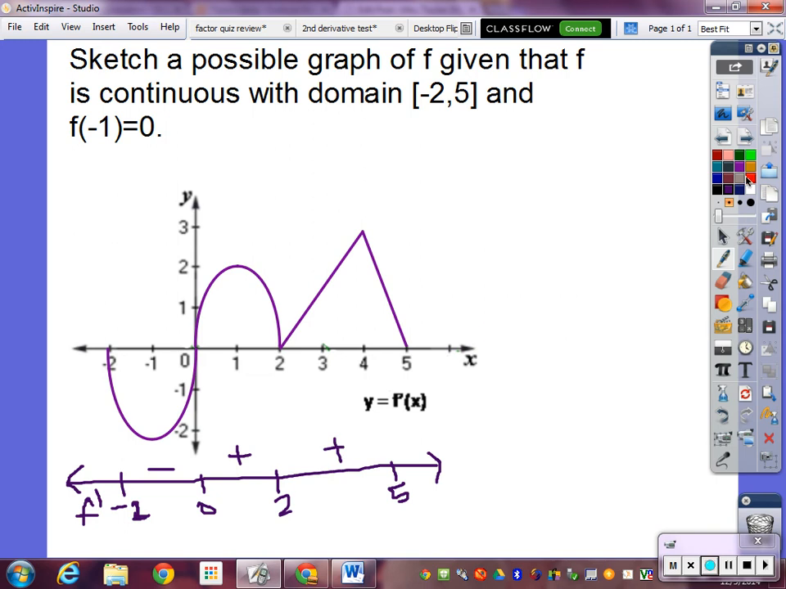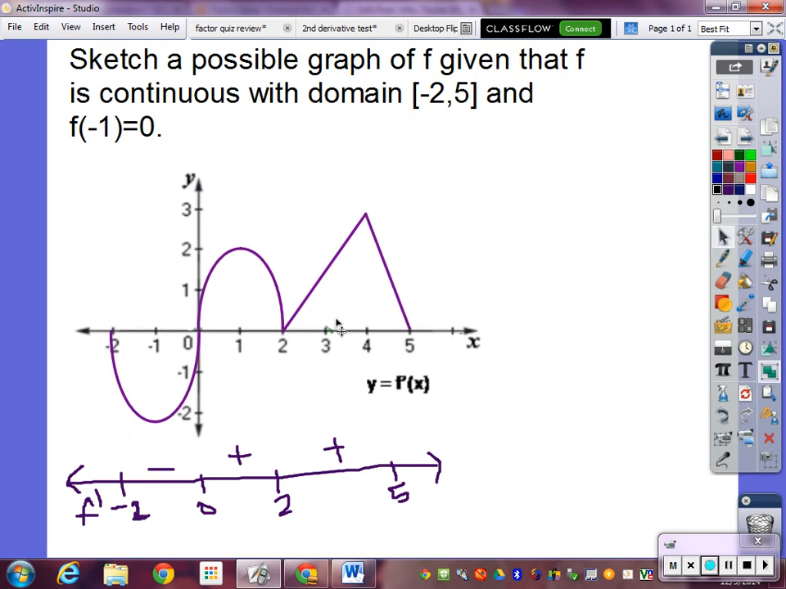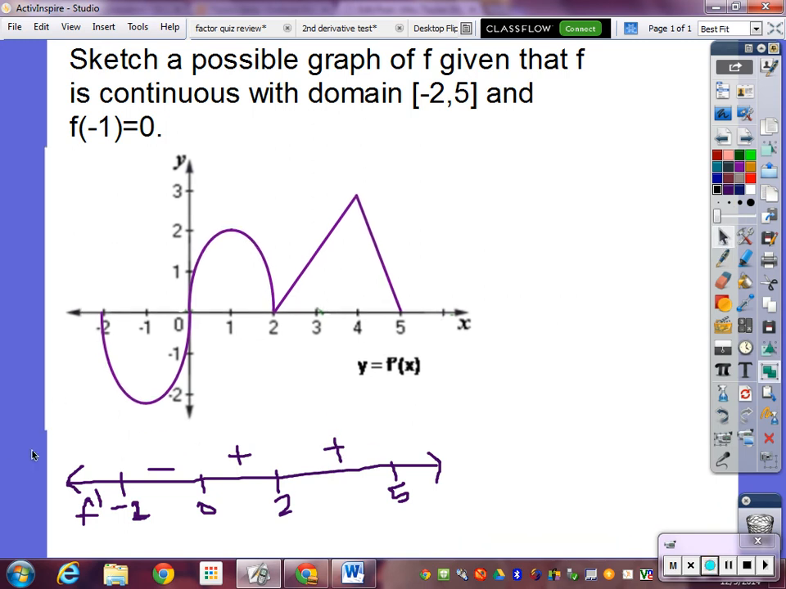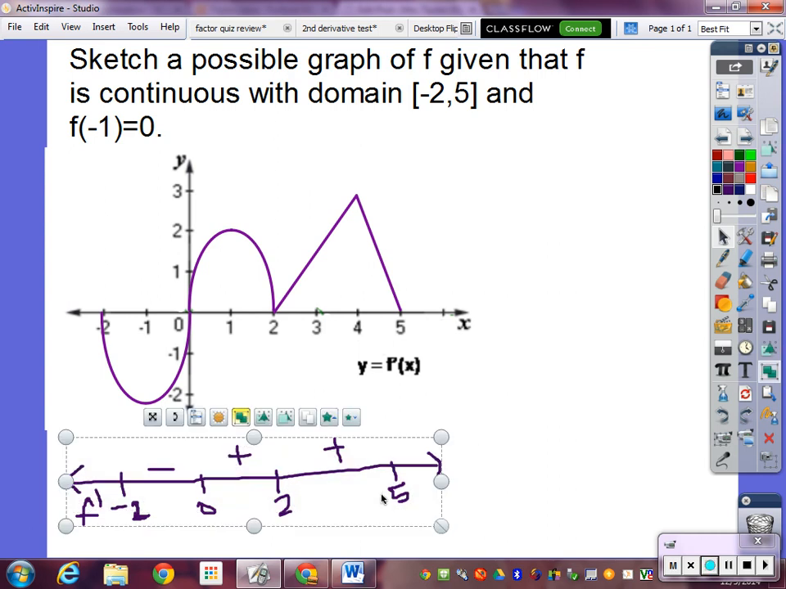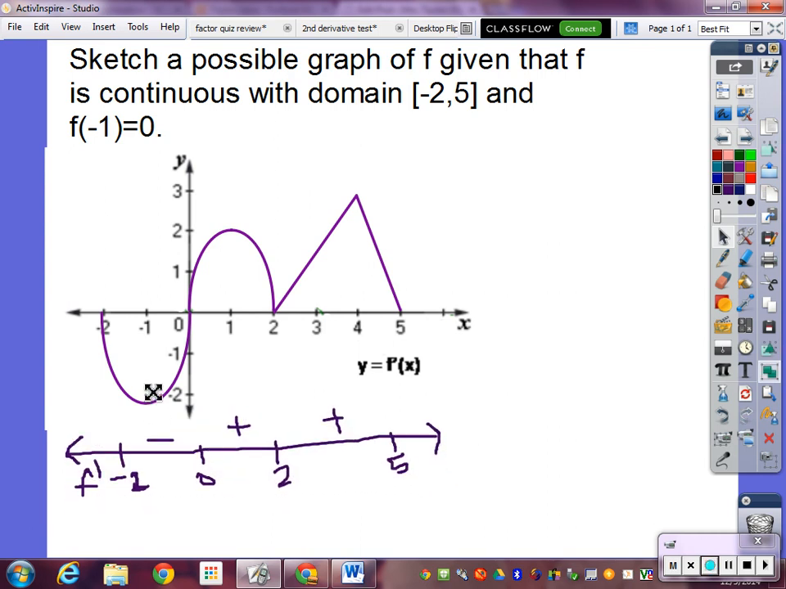Also, with curve sketching, I need to know concavity, so I'm going to create a second sign chart for the second derivative so I have an idea of concavity on my graph of my function. The second derivative, when I'm looking at the graph of f prime, is the slope of f prime. So where does it change from an increase to a decrease or a decrease to an increase?